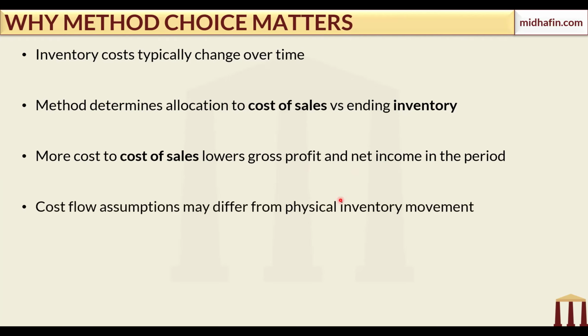Okay. And it is also important to understand that cost flow assumptions can differ from physical inventory movement. Okay. So physical flow is different from cost flow. You'll see that many products physically move in one pattern. But these methods which we discussed, FIFO, weighted average, LIFO, all these are cost flow assumptions. Okay, they are rules for assigning the costs to units sold and units remaining. Which means that the cost allocation can actually be different from the actual movement of goods.